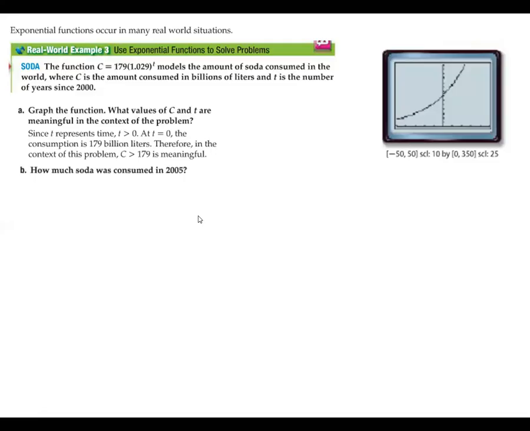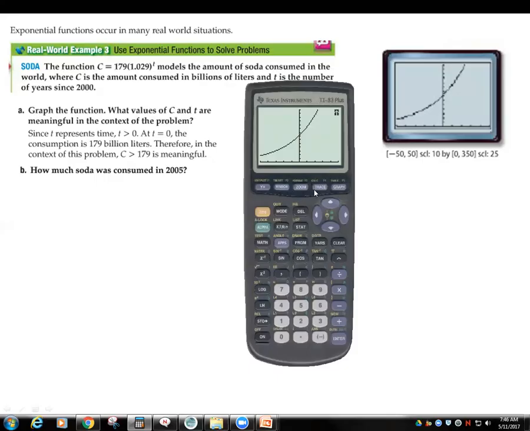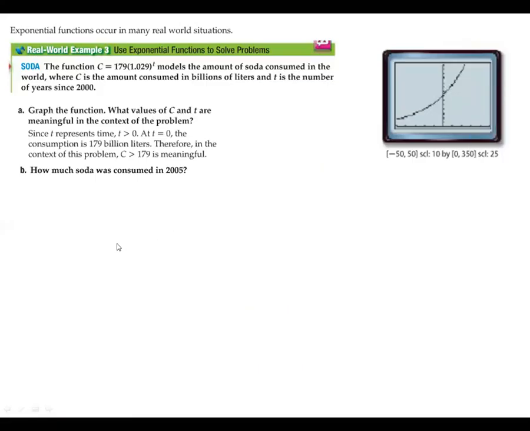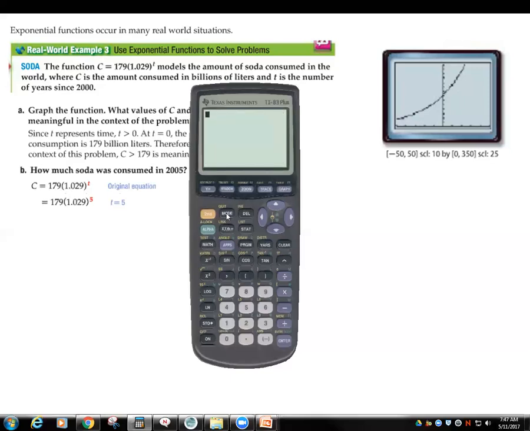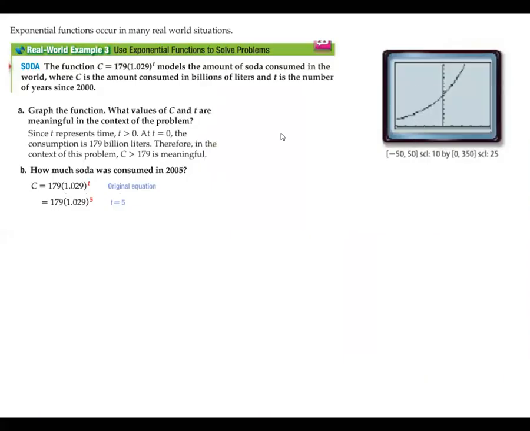So how much soda was consumed in 2005? Well, on your calculator, what you can do is hit second, calculate. Number 1 is value, and you just put in 5. And for the x value 5, the y value is 206.5. Or you could evaluate the function at 5 by hand and plug in 5 here. You'd still have to do it on the calculator: 179 times 1.029 raised to the 5th power. And you get 206.5 that way.